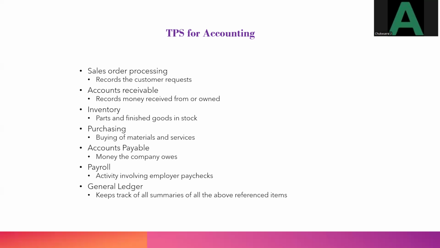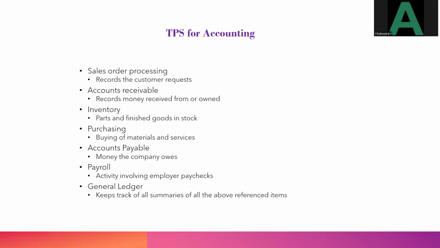Inventory: the parts and finished goods in stock. As soon as a product is sold, or a service is sold, it reduces it. It triggers to say, okay, look, we had 20 before. Now, two were sold at some time. It's now 18, and so on and so forth.